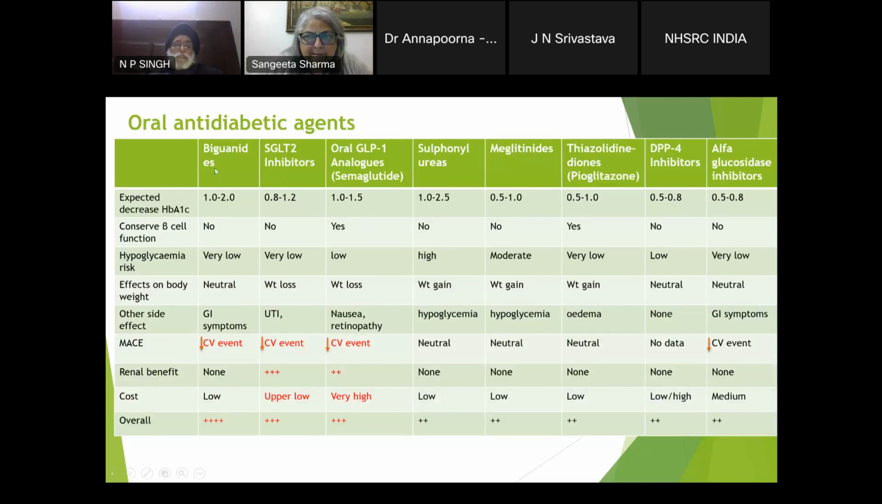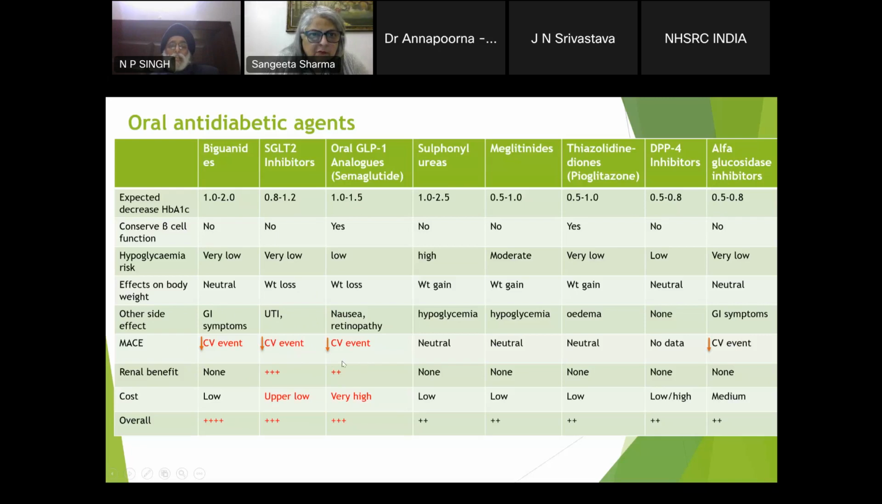We have metformin, which is the sheet anchor of management of type 2 diabetes. We have SGLT2 inhibitors available. You can see these red points of all these three agents, oral GLP-1, semaglutide. These three agents have been found not only to have various impact on HbA1c, but also to reduce cardiovascular events. That is why these drugs are now being hyped so much that almost all the guidelines mention SGLT2 inhibitors as the second line drug.